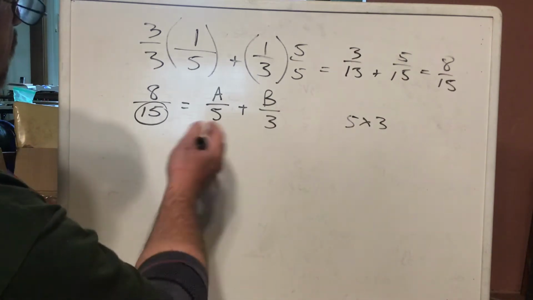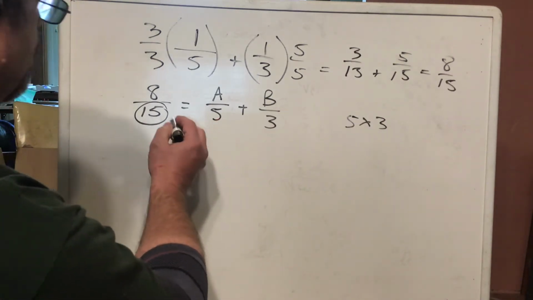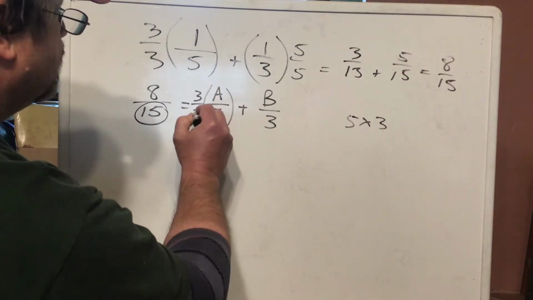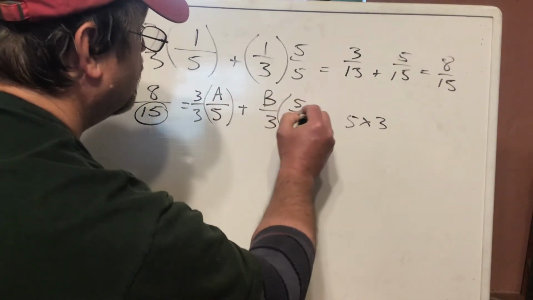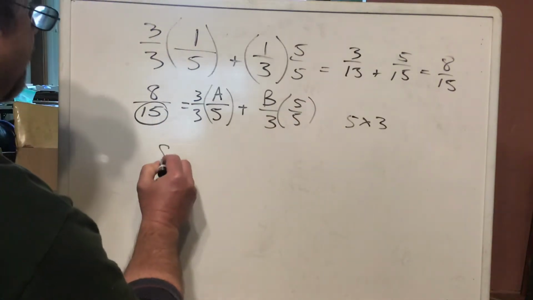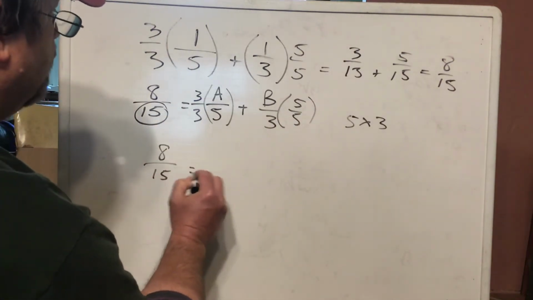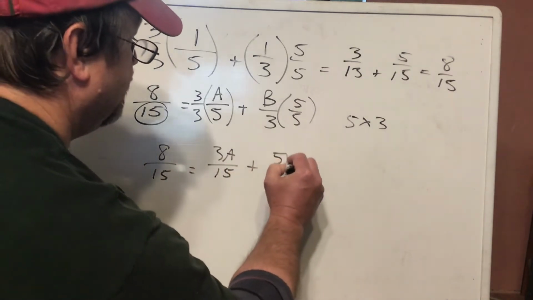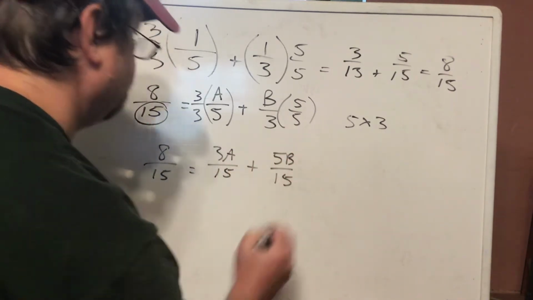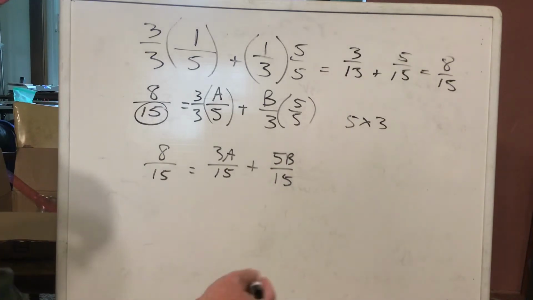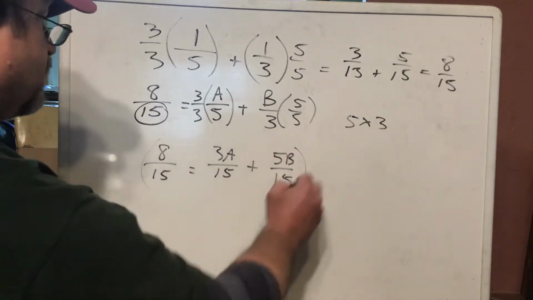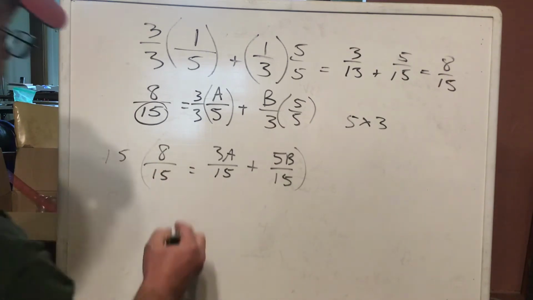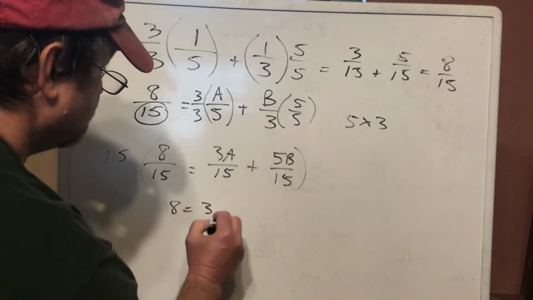So what does that tell us? If we follow through this process, we would have 8 over 15 equals 3A over 15 plus 5B over 15. Now, all these things being over 15, I can just multiply the whole thing by 15. I don't really care about the denominator once it's equal on each side. And I end up with an equation that simply says this.